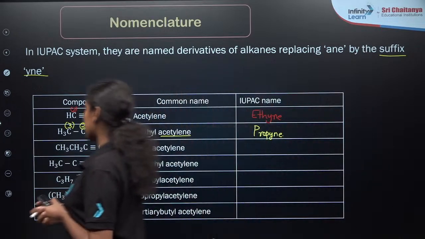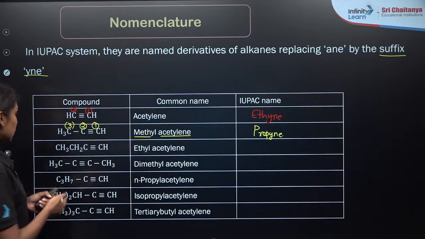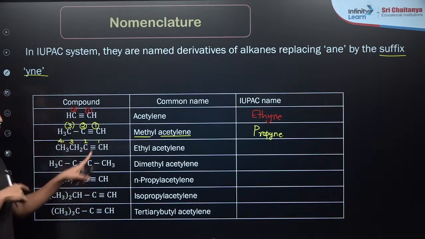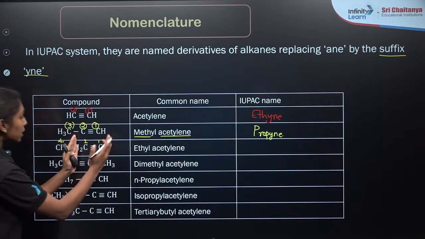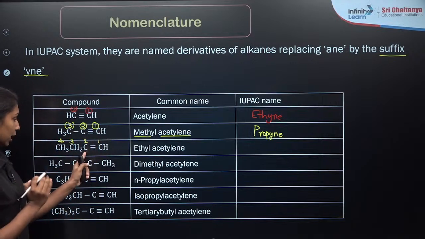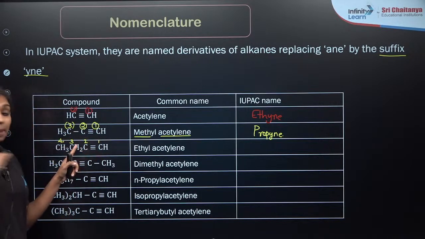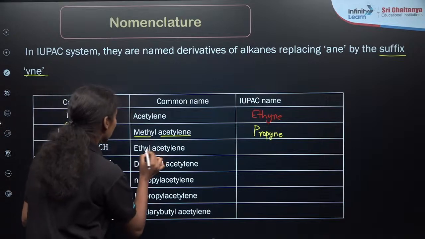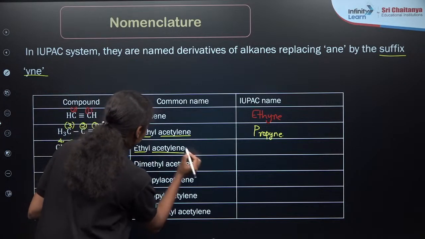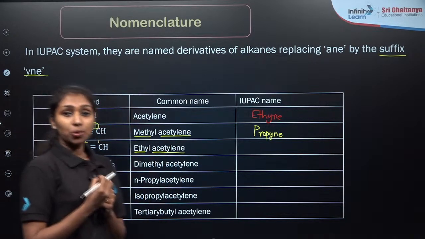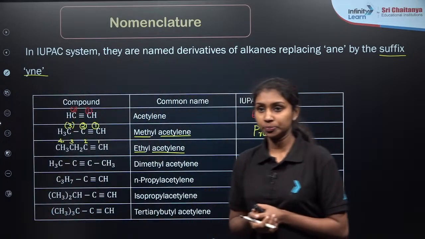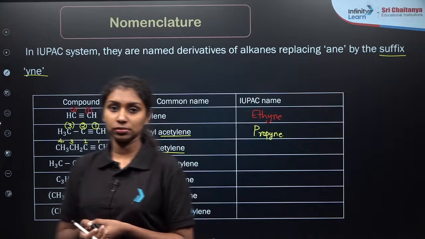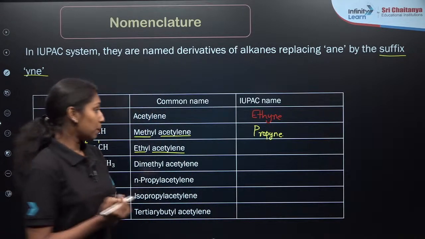Then what about the next one? The next compound is CH3CH2-C triple bond CH. Here 1, 2, 3 and 4 carbon atoms are present. If we take it as an acetylene molecule, one of the hydrogen atoms is replaced by an ethyl group, so we commonly name it ethyl acetylene. Then what will be the IUPAC name for this compound? Four carbons, so it will be butyne.